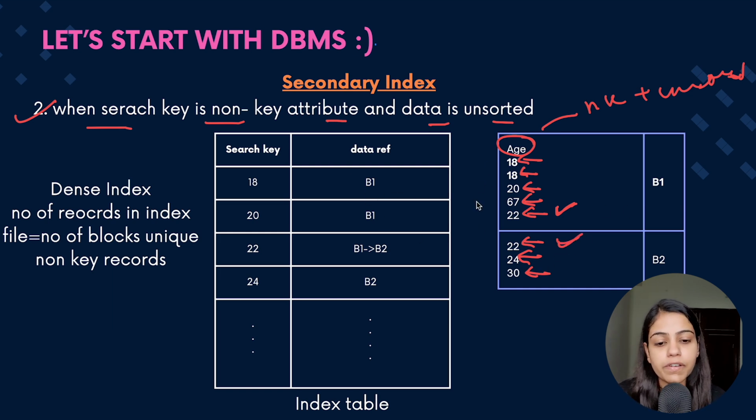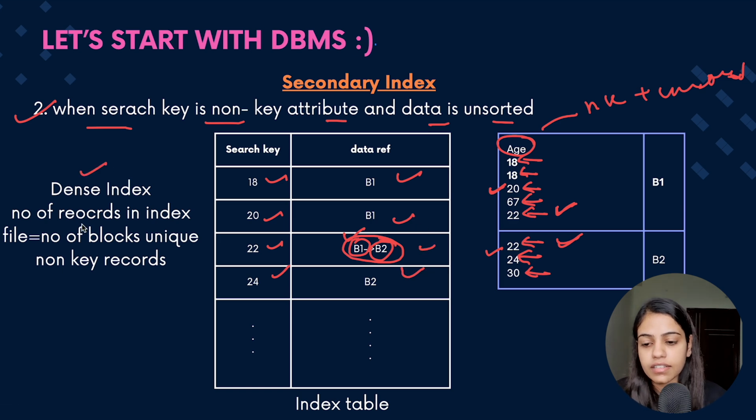What we will do is first provide the entry for each and every unique non-key record in our index table. Whenever we find that for a unique non-key record there are entries in B1, B2 or different blocks, we will represent it in the form of a linked list. In the data reference column we will provide B1 and then the next occurrence of this particular 22, that is B2. So we'll provide it in a linked list fashion. This is how we provide the search key, which is always sorted in our index table, and this is how we provide the data reference.